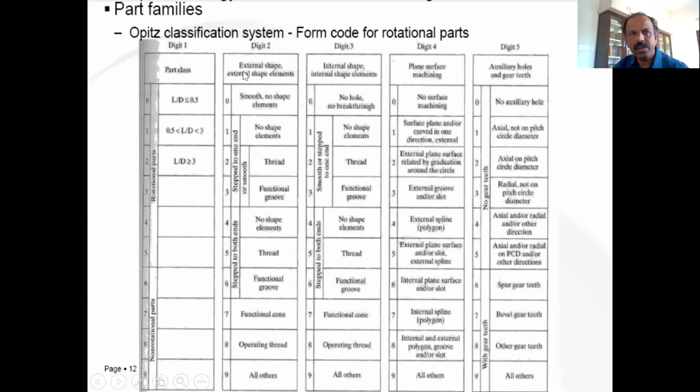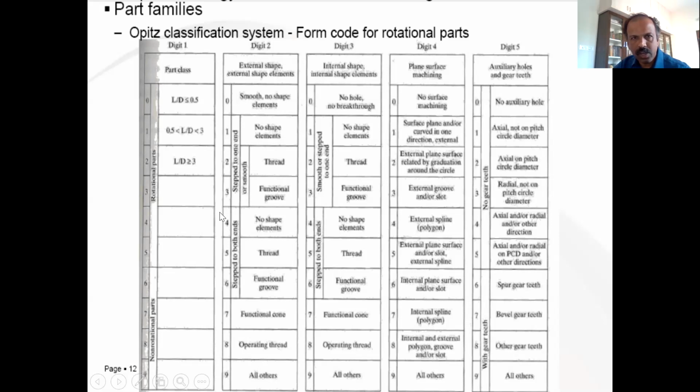The second digit says external shape. Okay, external shape elements. Now, as I said, the second digit can take any number from 0 to 9. If you observe, the second digit 0 is smooth, no shape element. That means it is just a shaft without any shape elements.